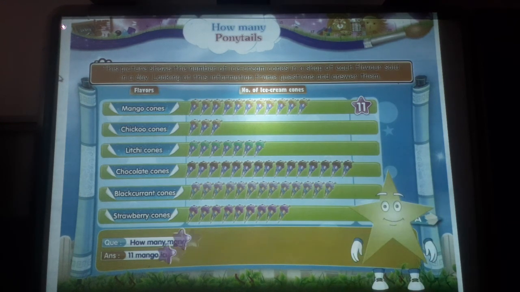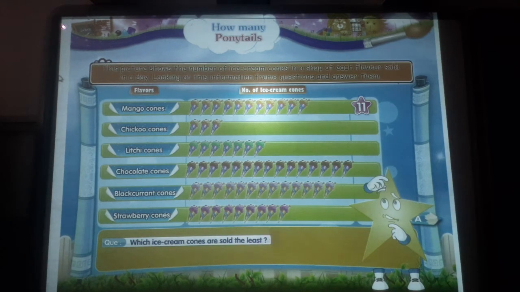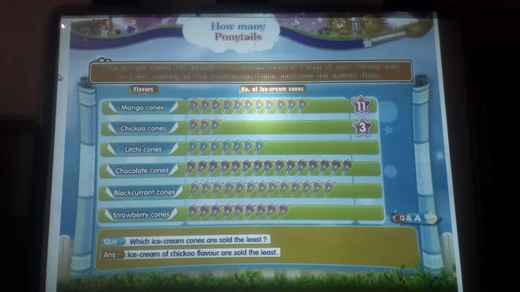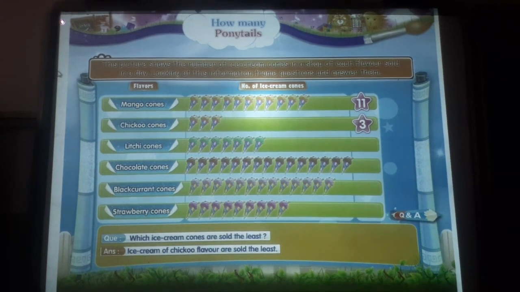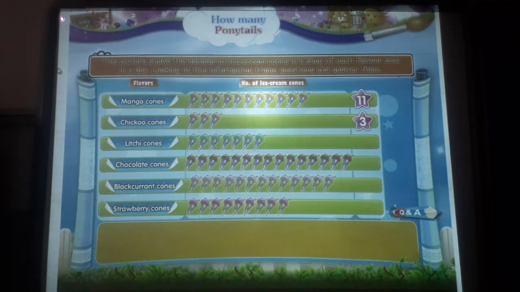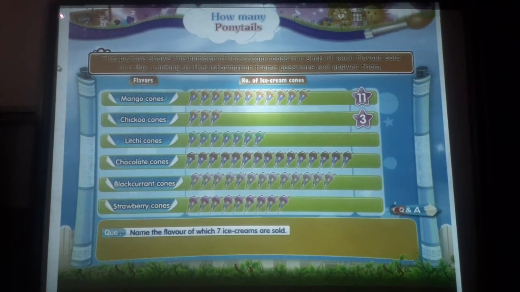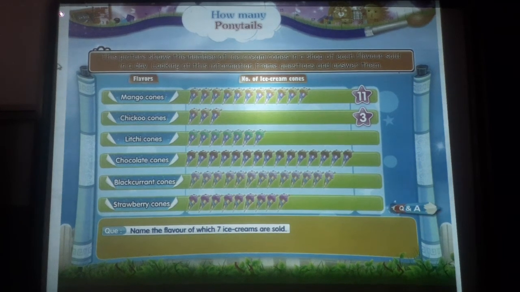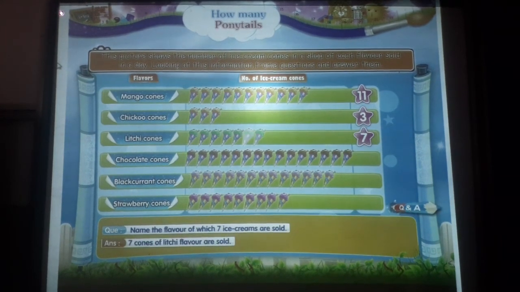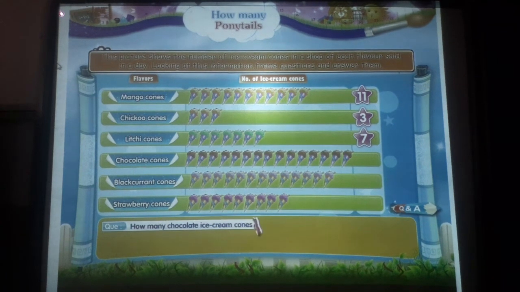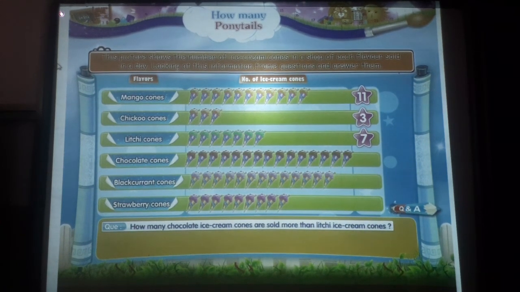Our next question. Which ice cream cones are sold the least? Yes, ice cream of Chico flavor are sold the least. Here is the next question. Name the flavor of which 7 ice creams are sold. Yes, 7 cones of lychee flavor are sold.